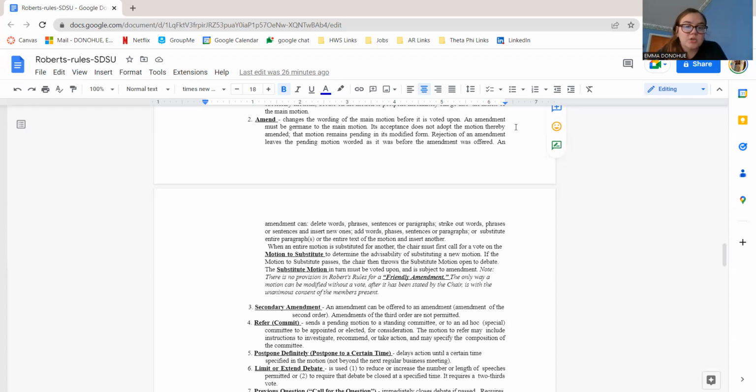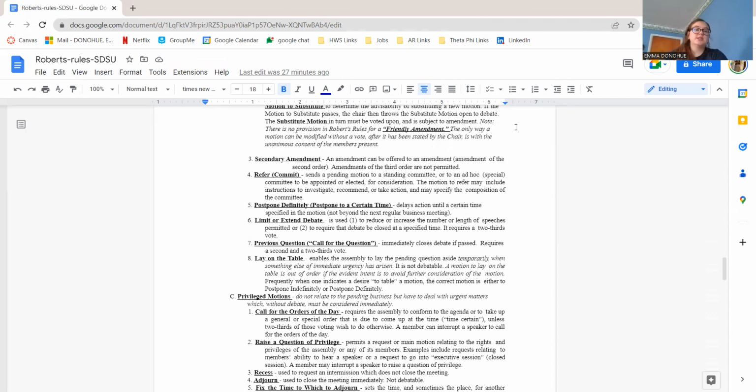When an entire motion is substituted for another, the chair must first call for a vote on the motion to substitute to determine the advisability of substituting a new motion. If the motion to substitute passes, the chair then throws the substitute motion open to debate. The substitute motion, in turn, must be voted upon and is subject to amendment. Note that there is no provision in Robert's Rules for a friendly amendment. The only way a motion can be modified without a vote after it has been stated by the chair is with the unanimous consent of the members present.